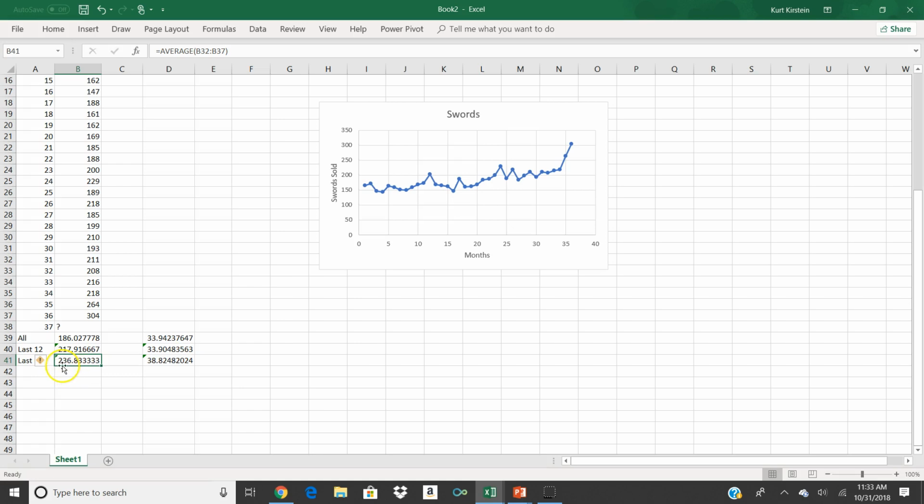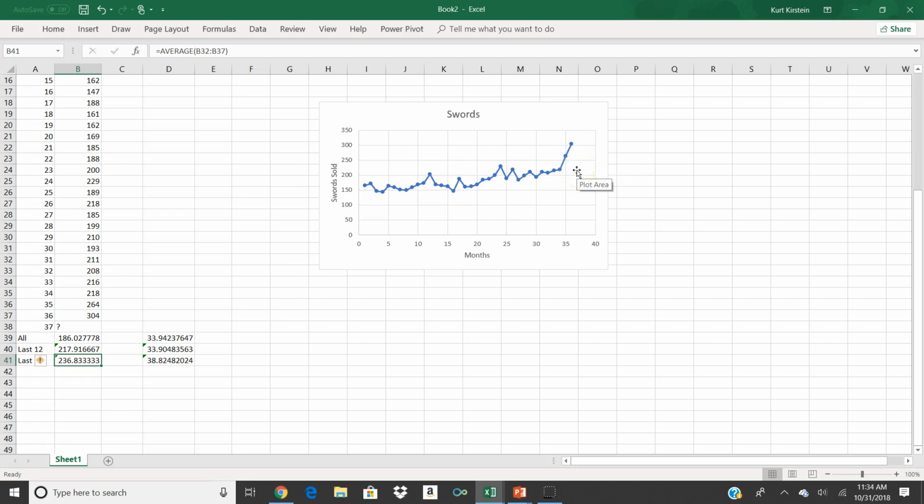The last 6 months average is 236, and 236 gets us a little closer, but I think what we might have is a standard case of an outlier. And we have a standard case of an outlier because of seasonality, and I'll talk about that in a minute. But I'm going to suggest that 236 is probably going to be off because month number 37, which is typically the January month, I suspect these are going to come back down.